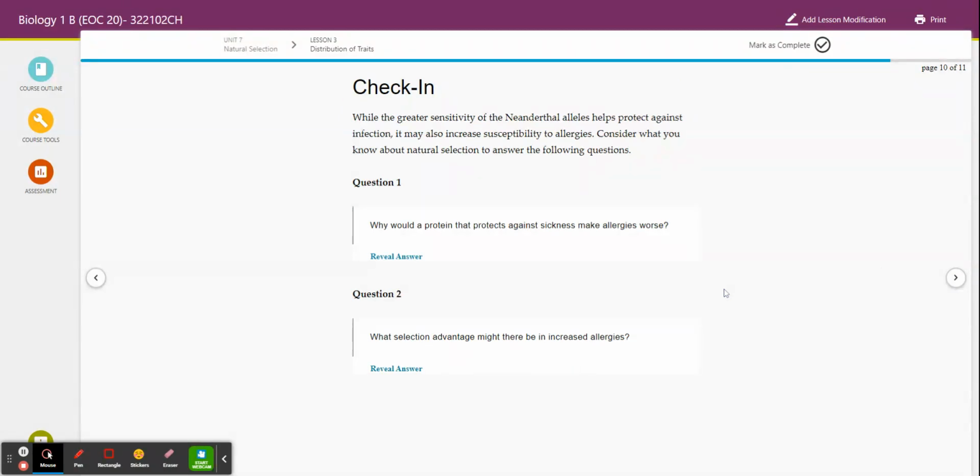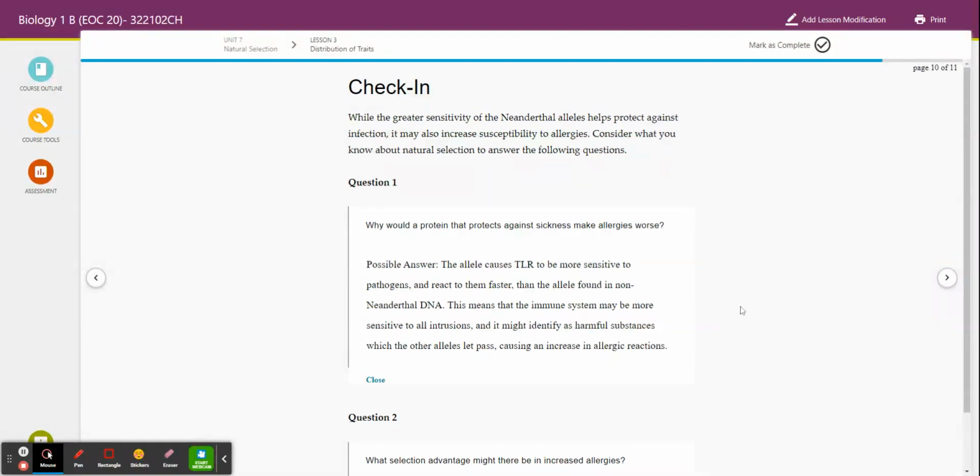Check in. While the greater sensitivity of the Neanderthal alleles helps protect against infection, it may also increase susceptibility to allergies. Consider what you know about natural selection to answer the following questions. Why would a protein that protects against sickness make allergies worse?